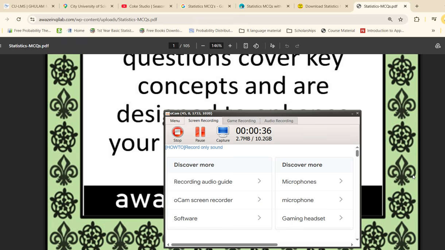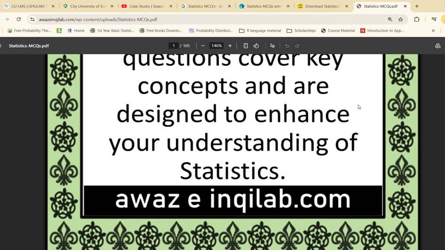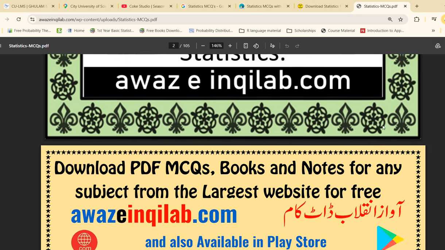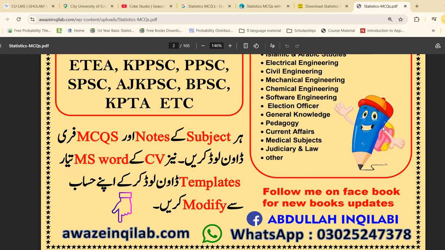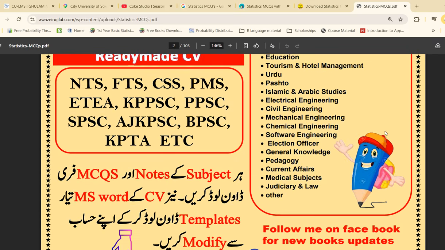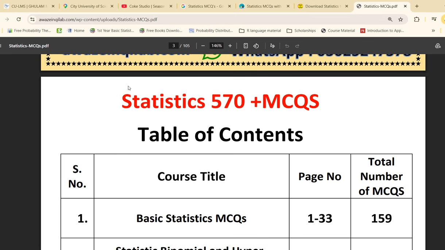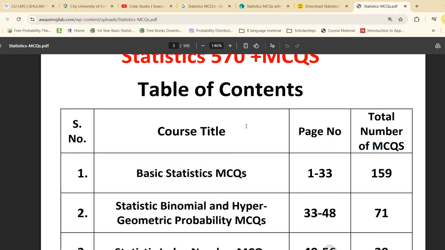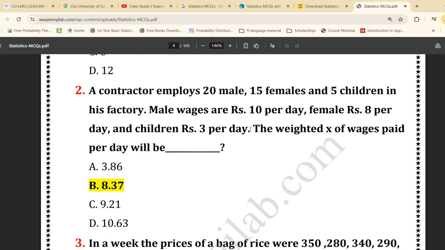Although in the mid exam there will be no theoretical or numerical questions that you have to solve in detail, it is based on MCQs. So for that you can just check any website. See, I have just found a very useful website where you have some statistics questions.